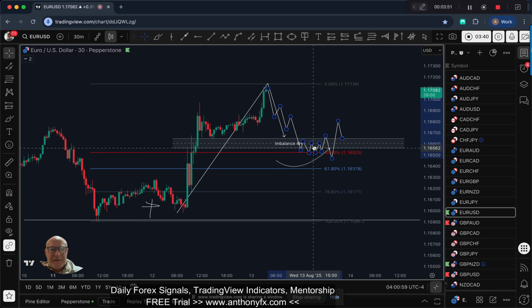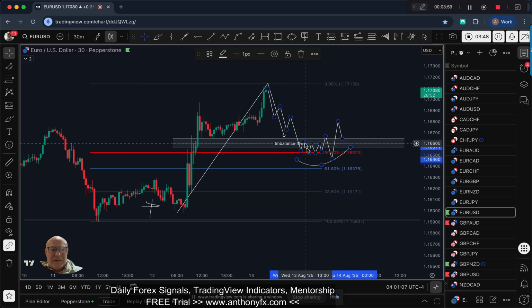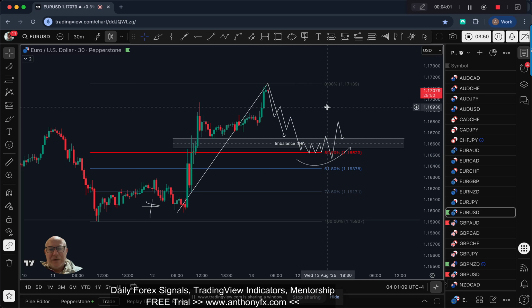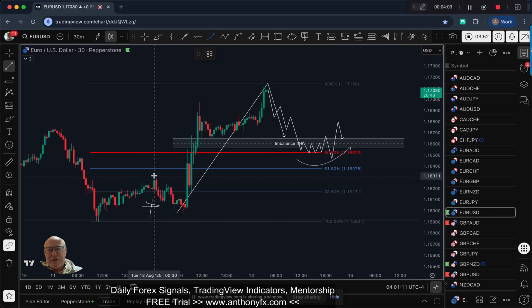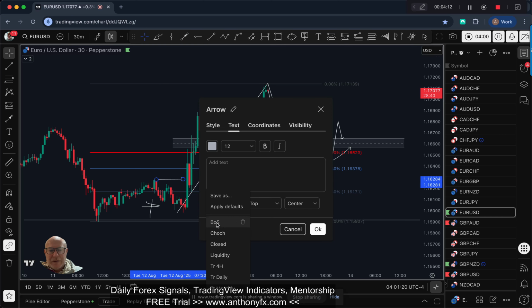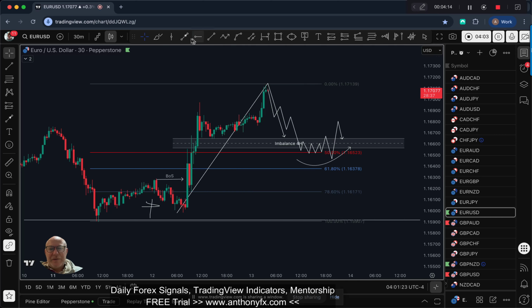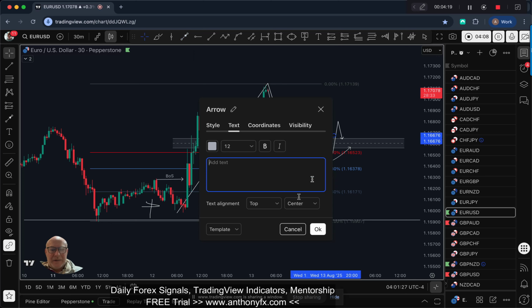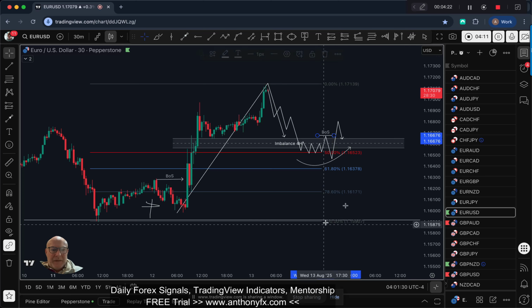But at some stage, I would think we get a pullback, and then we get some sort of range through here, and then it breaks structure. Then we get a bullish break of structure, right? You can have a look at this break here. That's a break of market structure. I'd be looking for the same thing wherever it happens, so we could mark that up. Okay, so that's a bit of a plan.